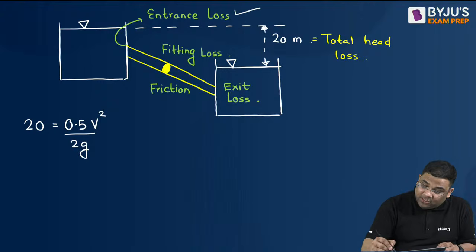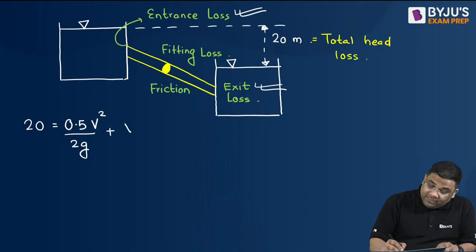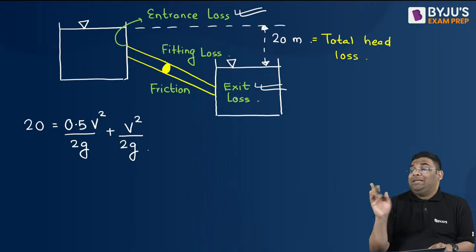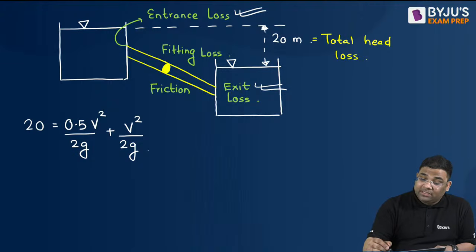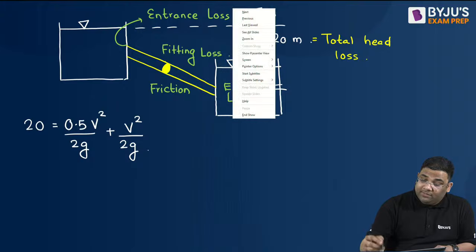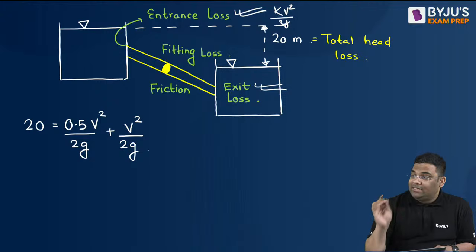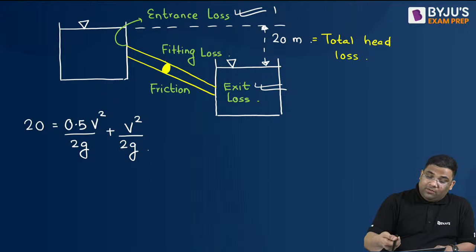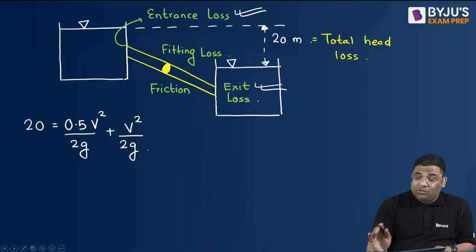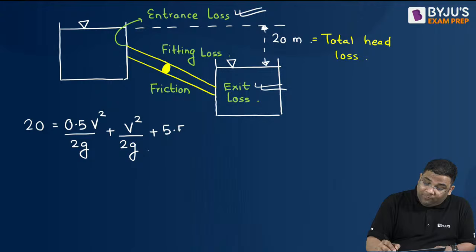So entrance loss done. What is the exit loss? The exit loss is v square by 2g. Remember that entrance loss is actually coefficient into v square by 2g. It is given this. Very good. So we got our entrance loss, we got our exit loss. Then there is fitting loss, and the fitting loss has a coefficient of 5.5. So 5.5 v square by 2g.